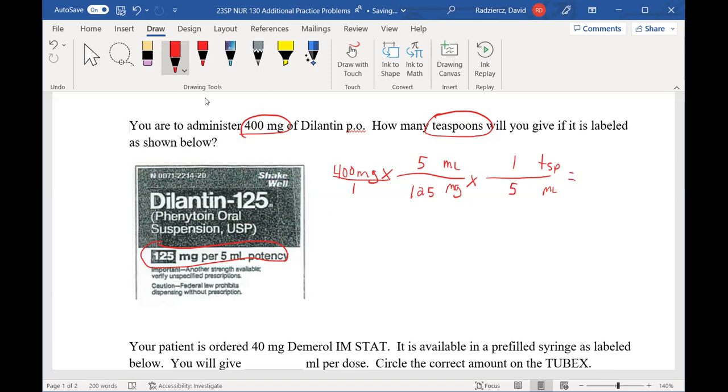Okay. You work this through, and you're going to come up with an answer of 400 divided by 125. And you're actually going to get a decimal answer for this: 3.2 teaspoons. And you may be wondering, why didn't I mention anything about fives? Well, they cancel out, right? Milliliters cancels out, milligrams cancels out, and we're left with just teaspoons.